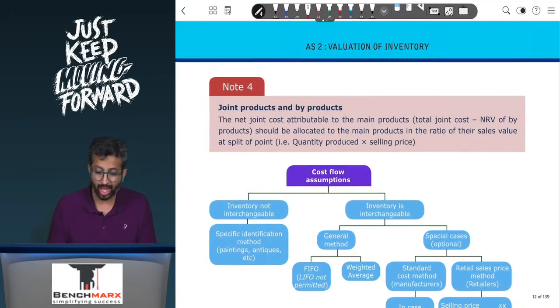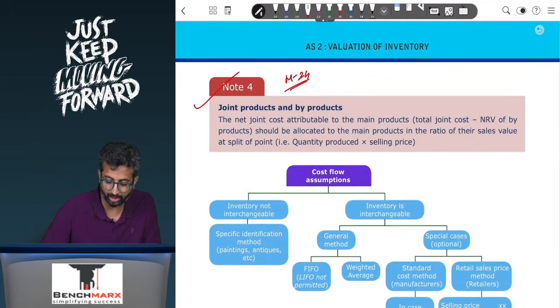Okay, next you have joint products and byproducts. On this, in your May 24 exams, there was a very good question, I think question 1B or something, that we will also solve, that was there largely on joint products and byproducts.